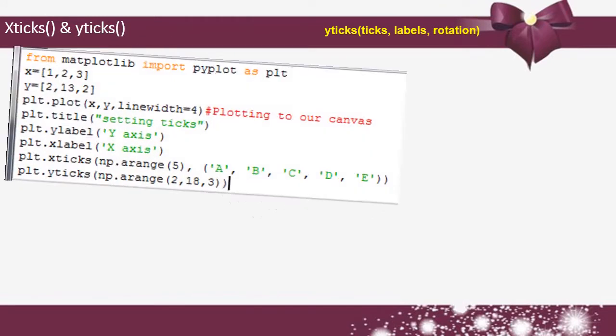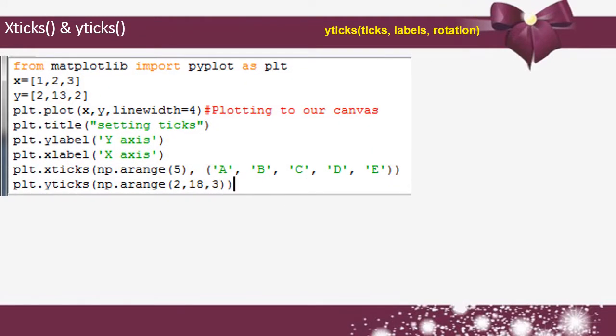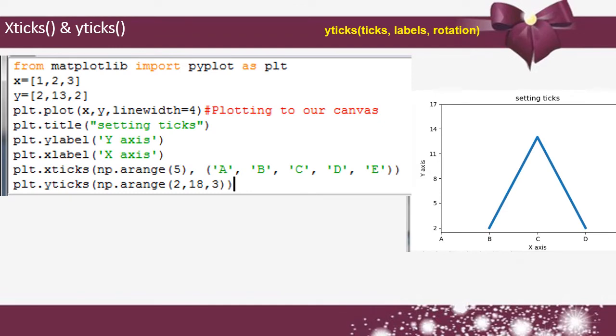Likewise yticks. So xticks 5 displays a to e, and then for yticks here labels are not set, only the values are given. The starting value is 2 and the ending value is 18, meaning 18 minus 1, 17. So 2 to 17, and the step value is 3. So the value increases by 3: 2, 5, next 5 plus 3 is 8, like that, increasing by 3.